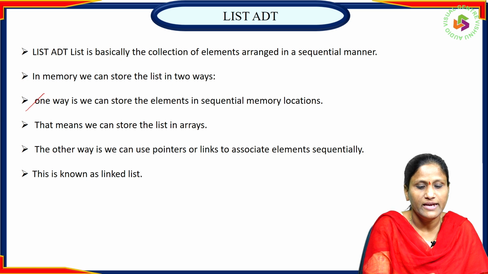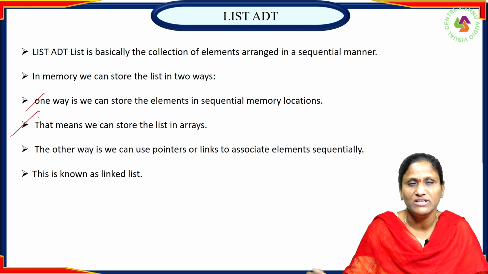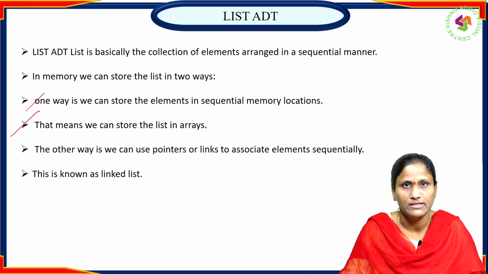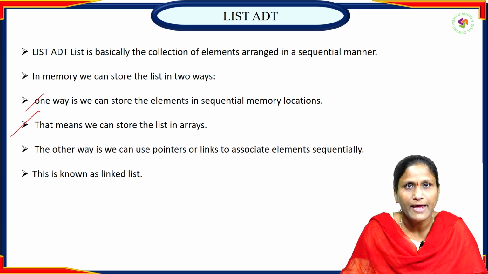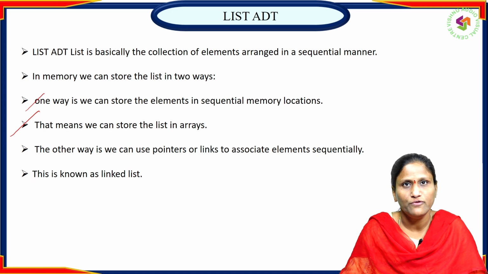Now let us see the next point. We can store the list in the form of arrays. Everyone is familiar with what an array is. An array is a collection of homogeneous data items. That means the data is of the same data type, either a collection of float data types, a collection of integer data types, or a collection of double types, whatever it may be, the data items should be of the same data type.